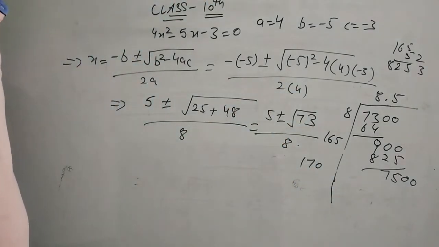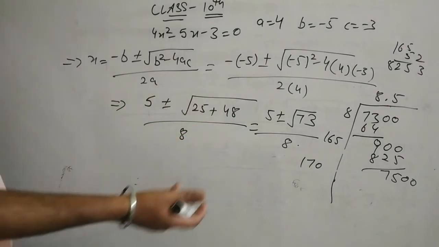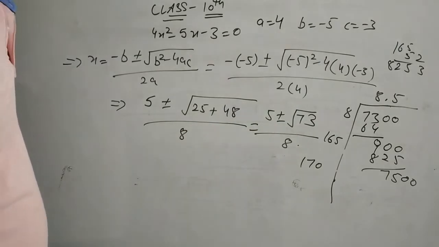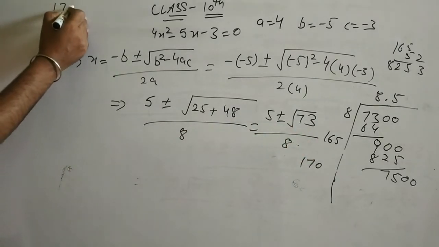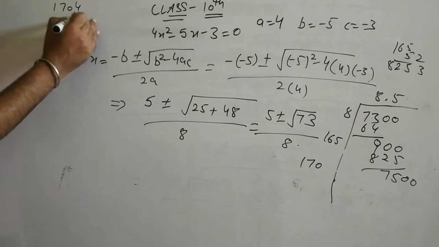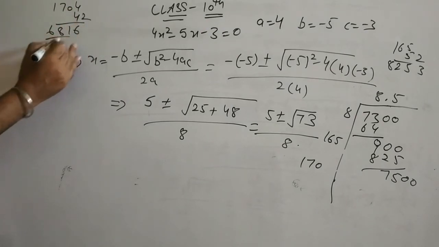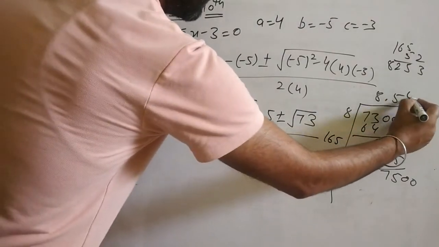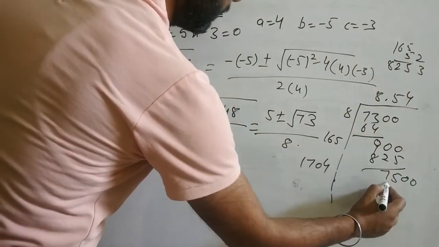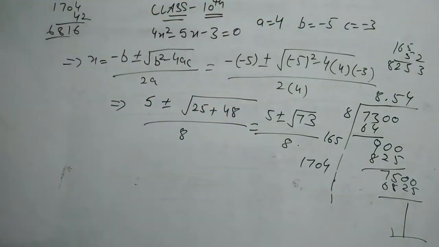It depends upon the question how many decimal places are asked. Here they have not asked how many decimal places are needed, so minimum I will take up to 2 decimal points. So 170. Here we will apply: 4 4s are 16, 7 4s are 28, and so on. Here we get 4 and again 4, and here we will get 6825. So again you can solve a little bit further also.